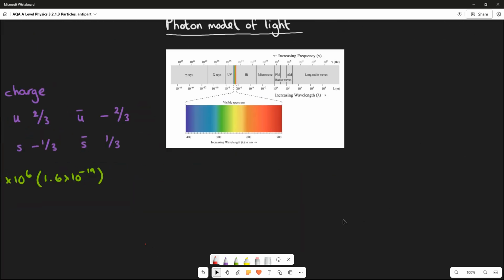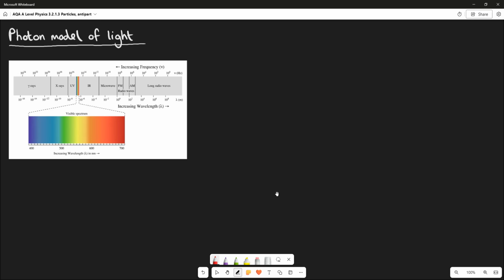So we know about photons being a particle of light, and you should be familiar with the electromagnetic spectrum, sometimes shortened to the EM spectrum. And this diagram here shows the electromagnetic spectrum. It shows the wavelength and the frequency, and you can see that those have an inverse relationship. So the frequency is increasing in this direction, and the wavelength is increasing in this direction.